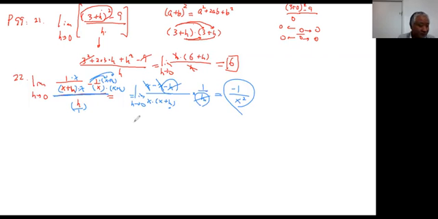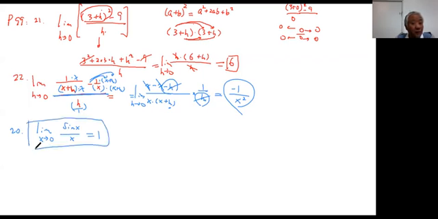So let's look at number 20. Can you please do 20? For number 20 is this. Limit x approaches 0 of sine x over x equals 1. This is the key part. That's what we're going to use. So we have number 20 here.